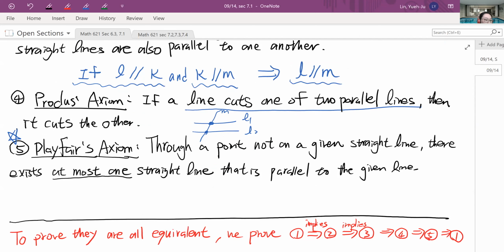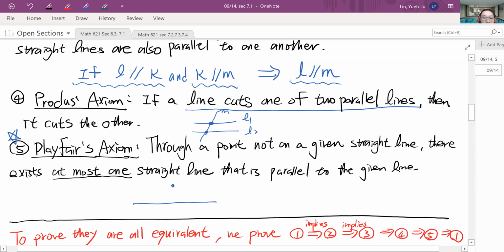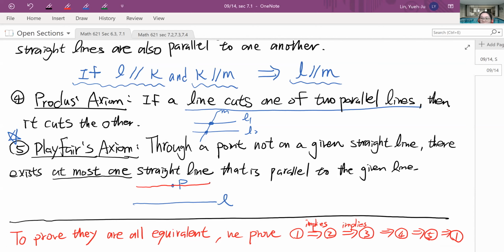So it says, if you have a point not on a given line, call this point P, there exists at most one straight line through this point P which is parallel to this given line L, okay? As you can see, in Euclidean geometry, in the plane, in the world that we live in, this has to be true, right? There cannot be more than one parallel line passing through this point P, okay?